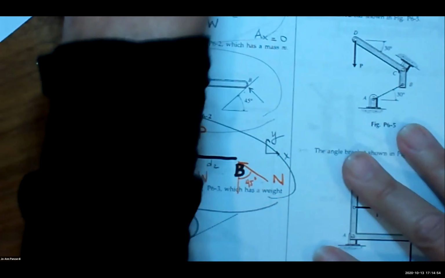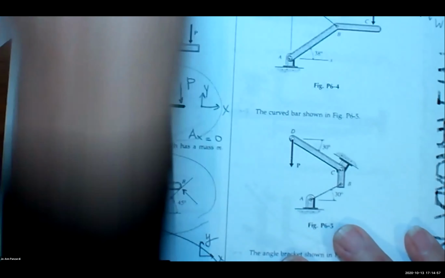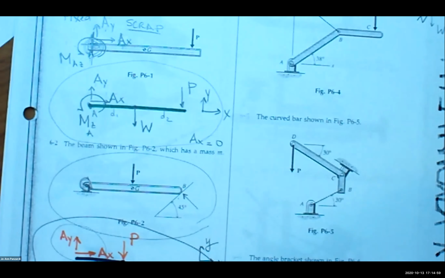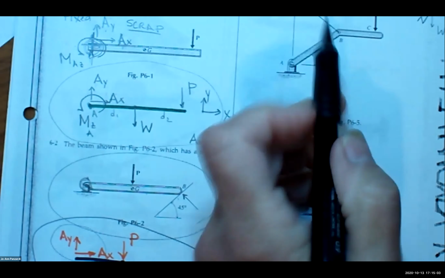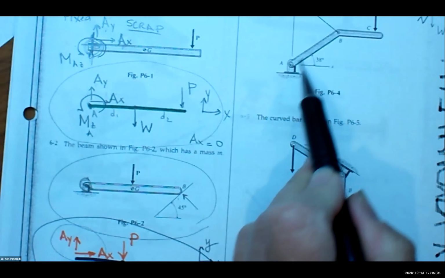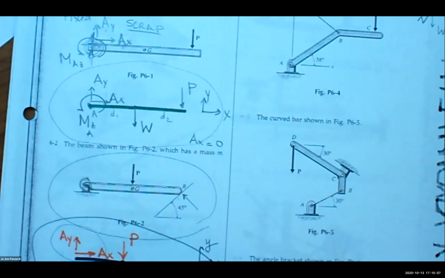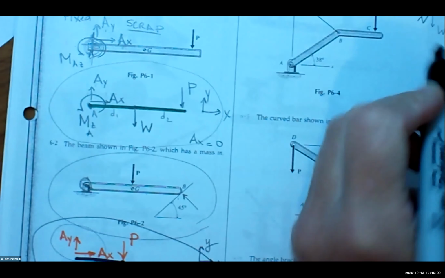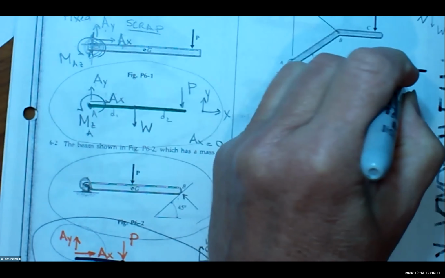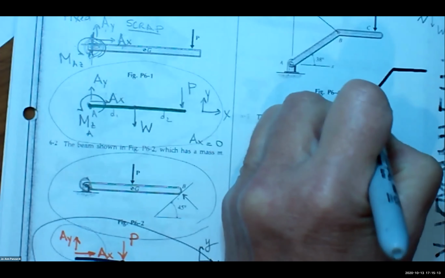Let me go on to another one. So we are at Edgar. There's a bar here, and I'm going to draw a free body diagram of this bar. Can you move the page a little bit down? Yeah, thank you.